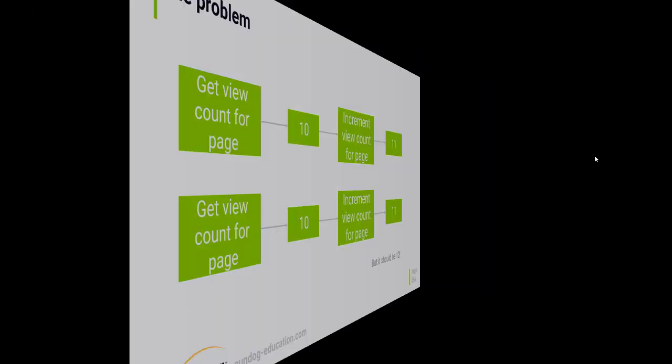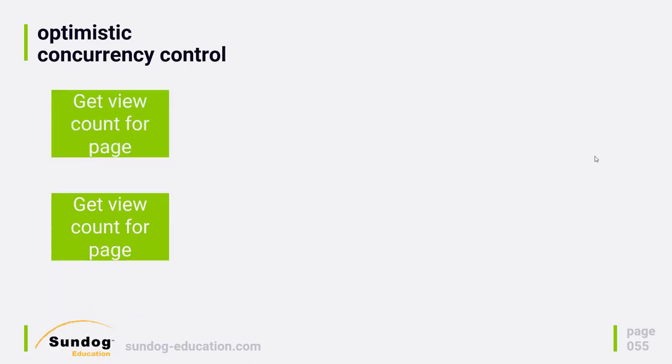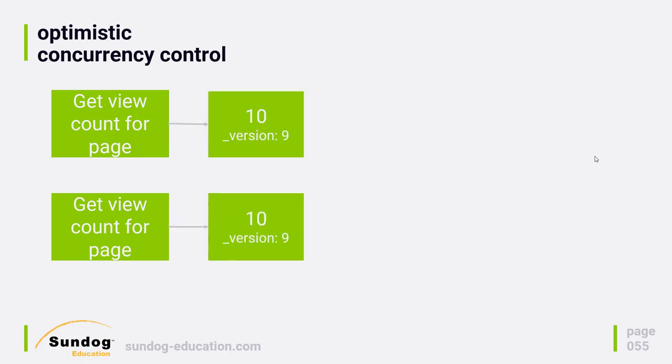Well, there's a solution called optimistic concurrency control. So let's walk through how this would work. It makes use of that version field that we talked about when we talked about updates. This is where it comes in handy. So in the same situation here, we have two different clients that are trying to retrieve the current view count for a given page document from Elasticsearch. And they both get the number 10 back.